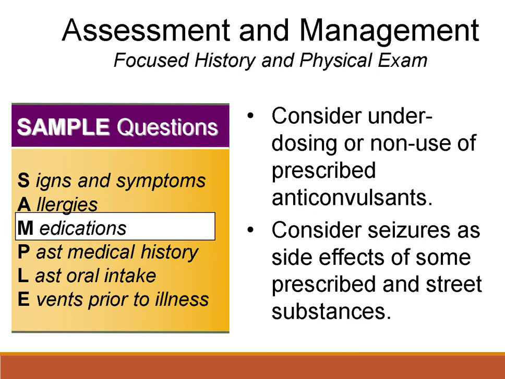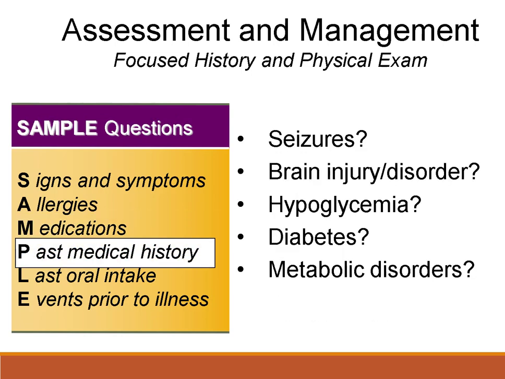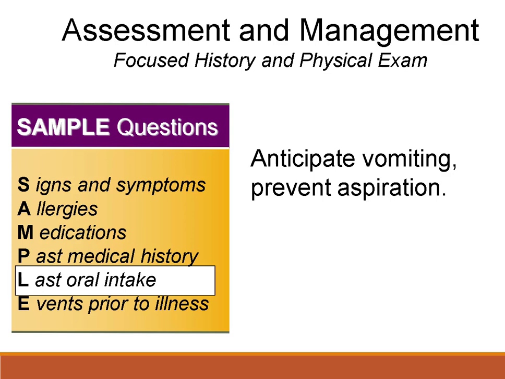Medications that they take: consider underdosing or the non-use of prescribed anticonvulsants. So maybe they've underdosed, or maybe they haven't filled their prescription in a while. Past medical history: probably somewhere in their history is a history of seizures, maybe a brain injury or a disorder. Obviously hypoglycemia and diabetes or any other kind of medical disorders. Last oral intake: anticipate any sort of vomiting. Obviously people eat and then have a seizure, so be watching that. Airway management is key. Remember from a few slides ago, airway management is number one priority.